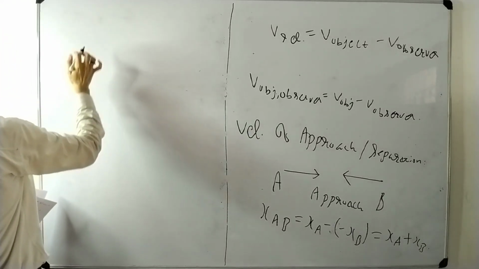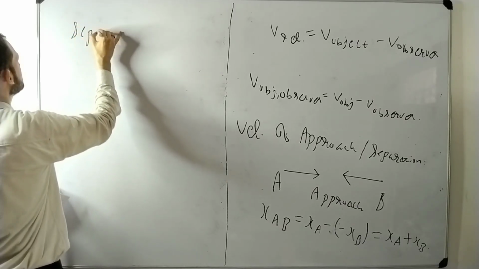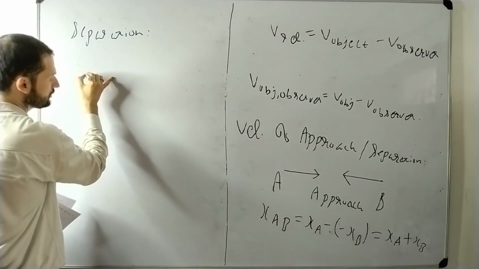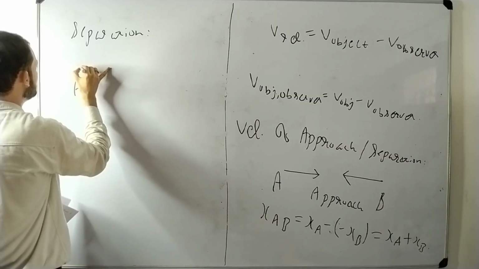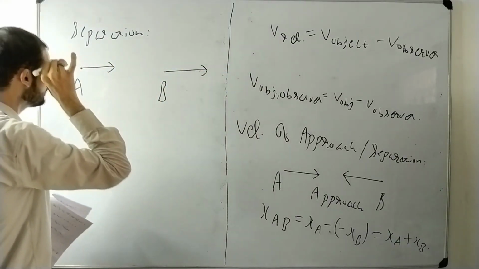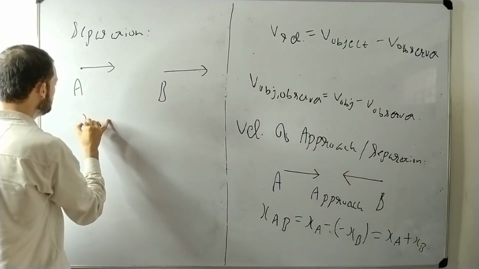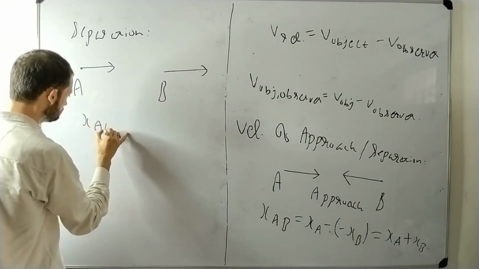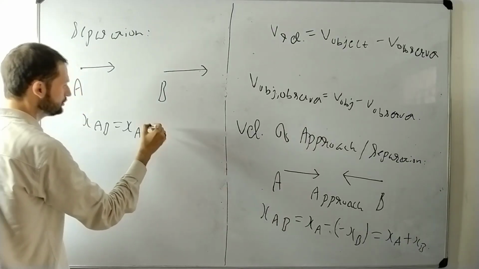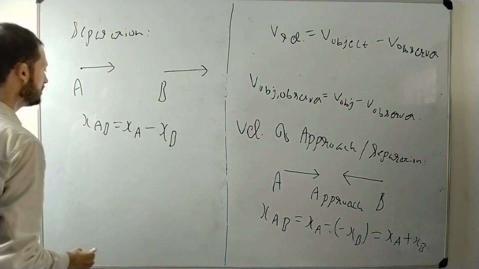Yes, approach, and this is also separation. Now we will discuss separation. What is it? This is also A, me, and this is you, B, and you are going in this direction. So what should I write? This is XA, B, XA positive, and this is also you going in the positive direction. So I would write XA minus XB. Okay.